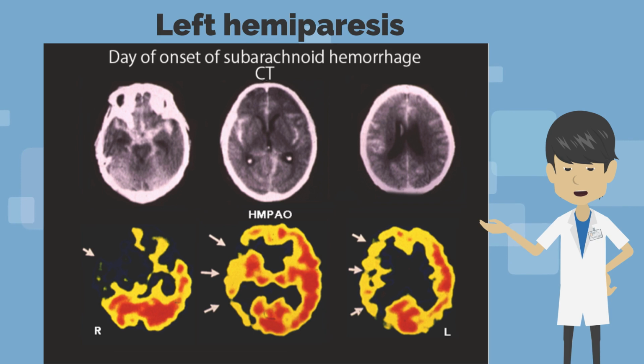CT and brain perfusion SPECT on the day of onset of subarachnoid hemorrhage. The CT shows bilateral hemorrhage in the subarachnoid space. The patient has left hemiplegia, but the cause is not clear from the CT.